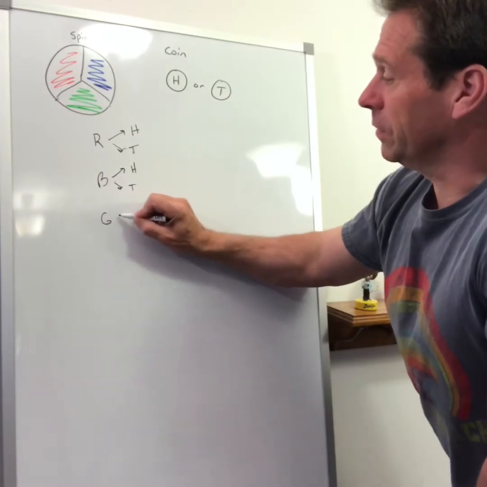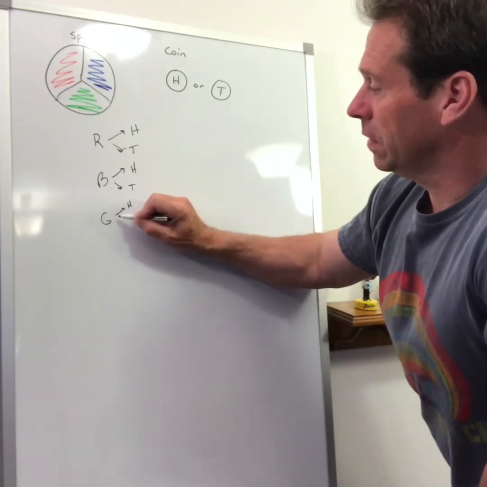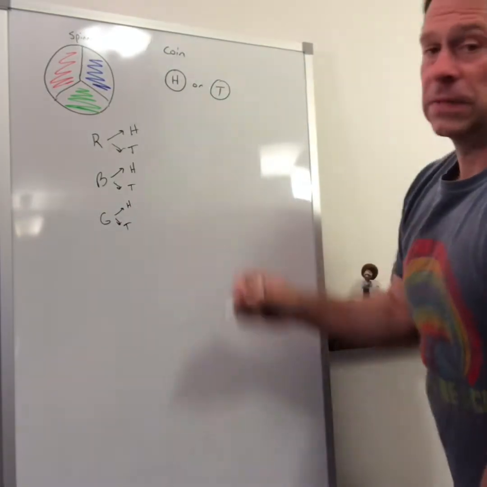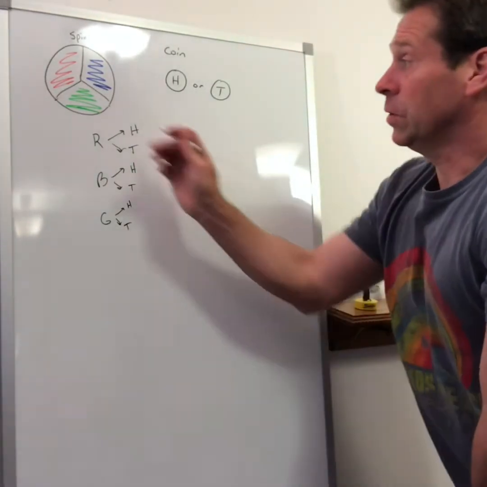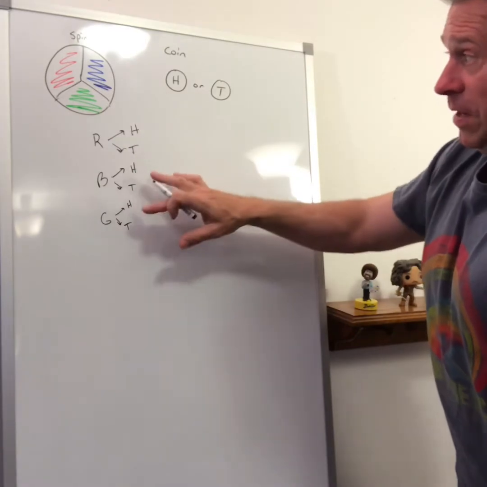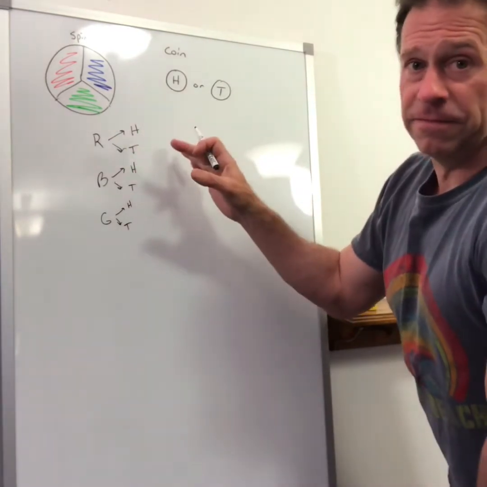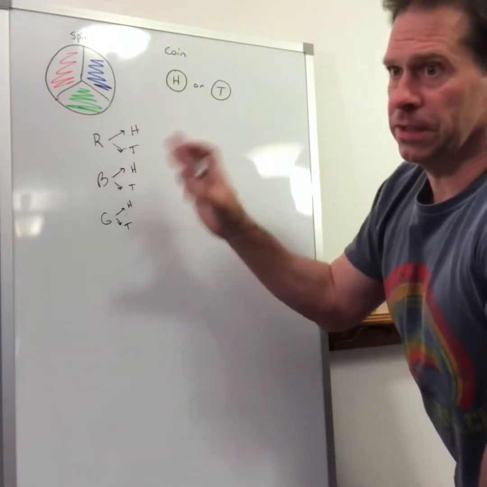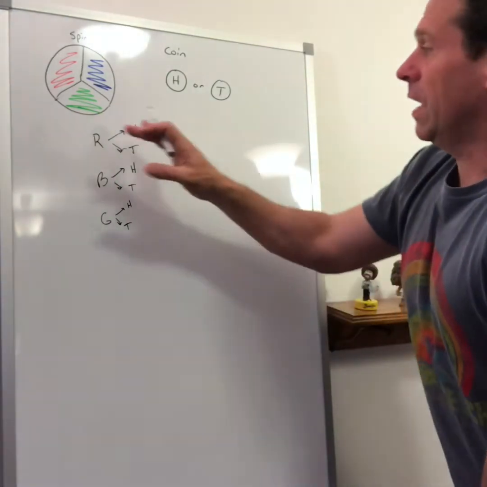Spinner, green, heads or tails. Now those are all my possibilities. So if I wanted to do these, these would be called my outcomes. And I could have a sample space, it's called the sample space. But what are the possibilities?